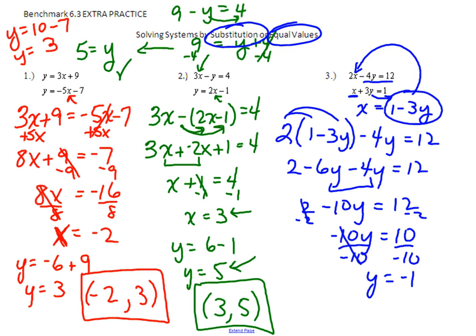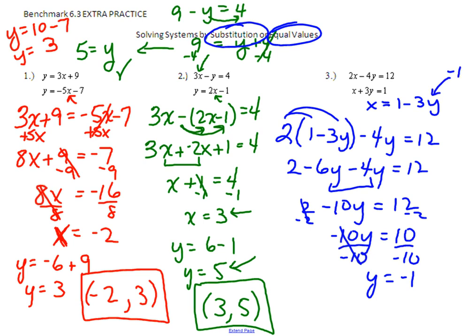I'm going to take that negative 1 for y. I'm not done yet. I need to find the rest of my ordered pair, and plug it back into one of the two original equations. Now I could use this one where I had x equals 1 minus 3y. I could take that negative 1 and plug it in right there, and that'll work just fine. Or you can take it and plug it into any of the other two y's.